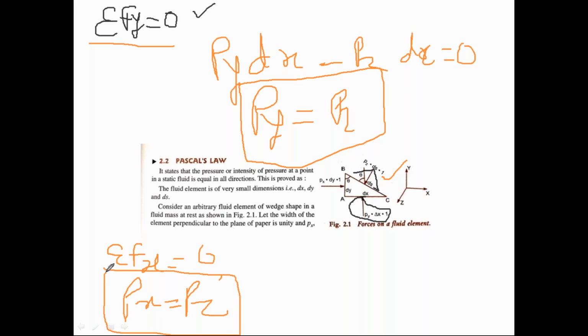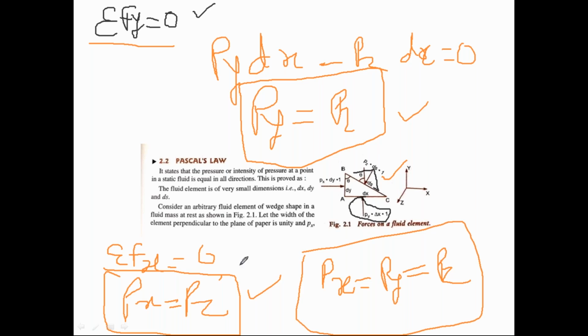Now if I compare these two, I definitely write Px is equal to Py is equal to Pz, and that is nothing but the Pascal's law statement, which says the intensity of pressure remains the same in all directions. Okay, fine. So this is the Pascal's law derivation.